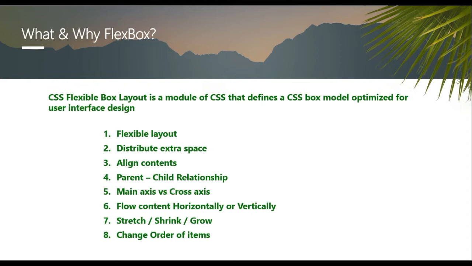And parent-child relationship. When I say parent-child relationship, it is the relationship between the container and the items, or the child elements of the parent element. And we can change the flow of content, horizontally or vertically, easily. We can change the order of items we are displaying. For example, if I'm displaying three items like 1, 2, 3, and I want to change the way I'm displaying those items, I can easily change it with CSS.